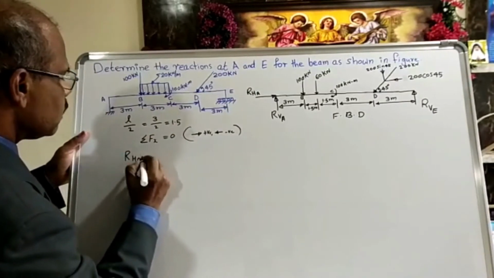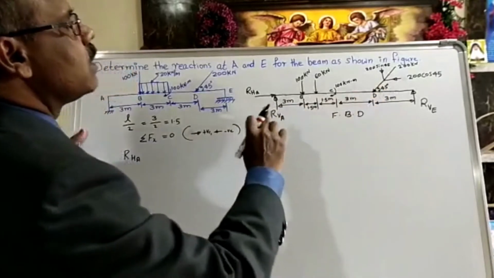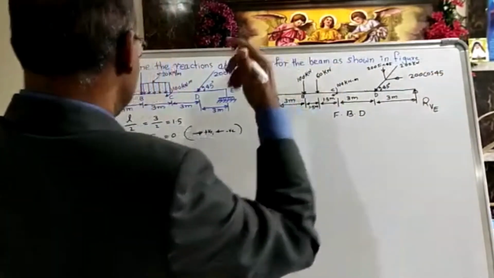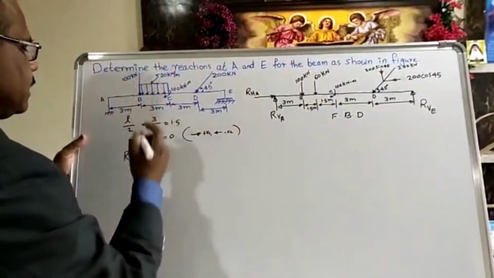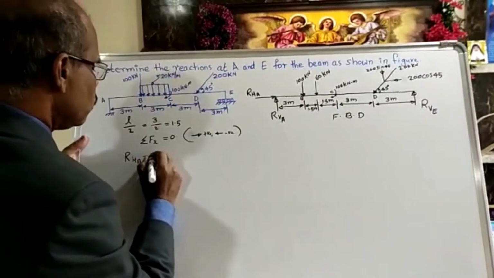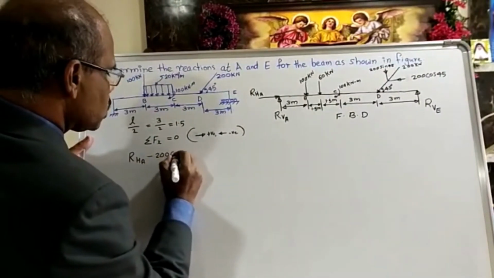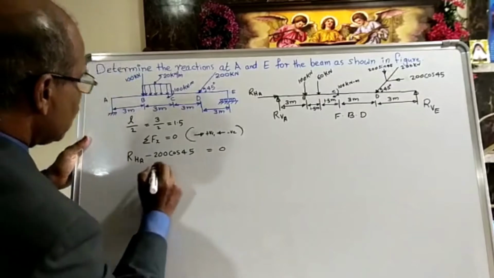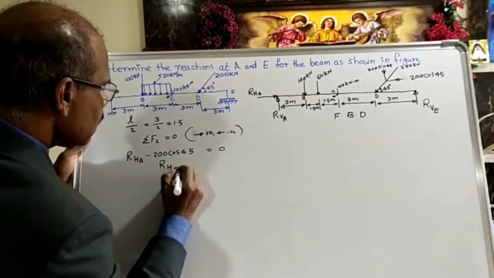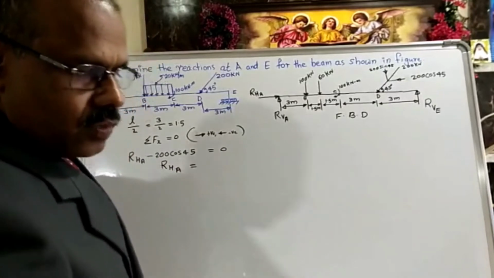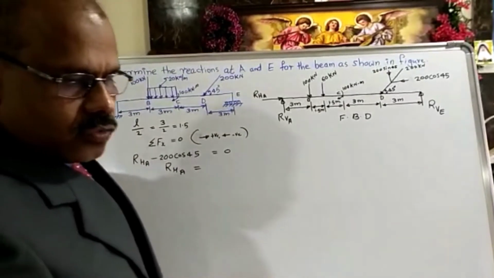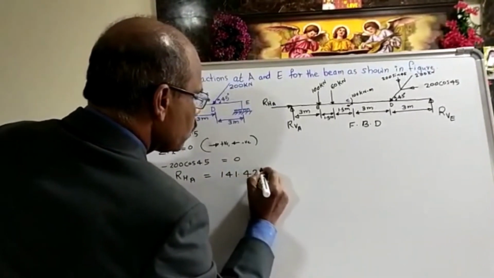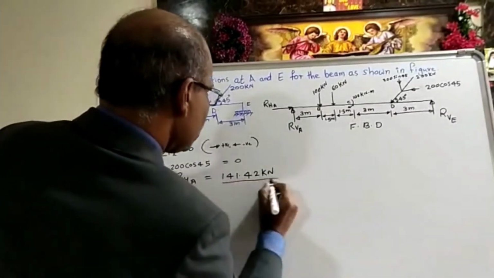RHA, and then we are having one more horizontal force, that is 200 cos 45. It is in the opposite direction, means it is going to the left side. So it will be minus 200 cos 45, that will be equal to 0. So RHA will be, I already have the value, so I am writing that one, 141.42 kilonewton is the value of RHA.